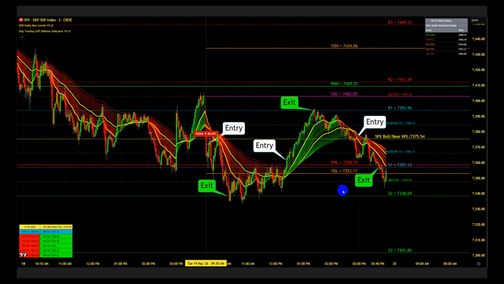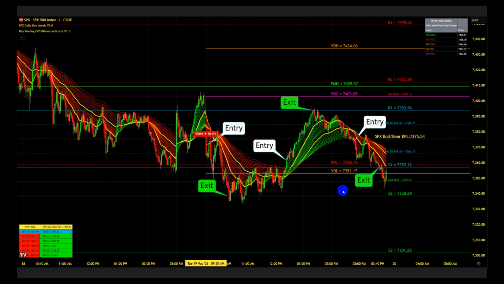Now combine all that with the day trading GPS ribbon tool. The ribbon gives you real-time confirmation of direction, momentum, and market structure, helping you identify when price is ready to react at those freshly plotted key levels. Together, these two indicators produce 3 high probability SPX trade setups during the May 19, 2026 trading session.